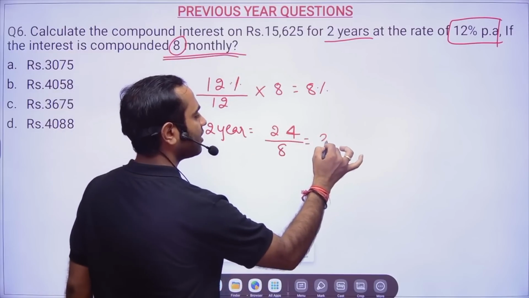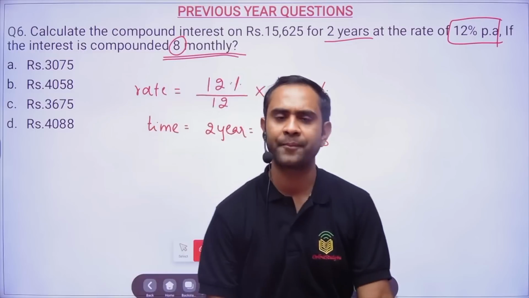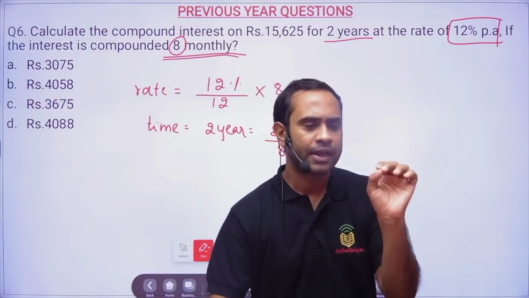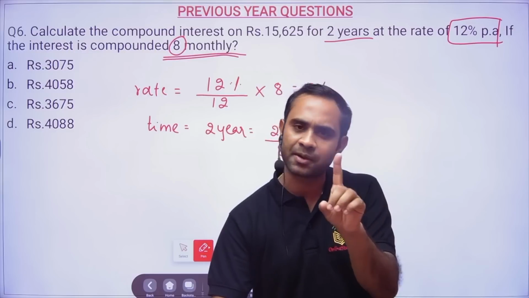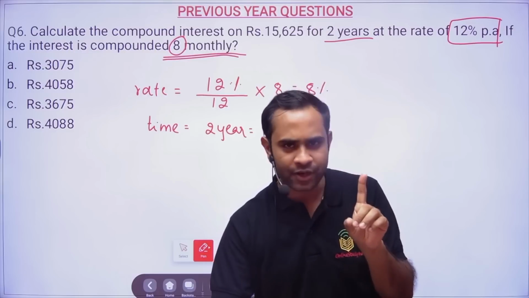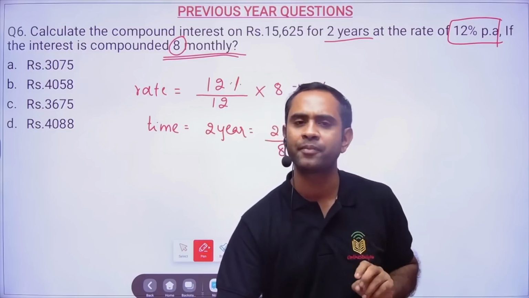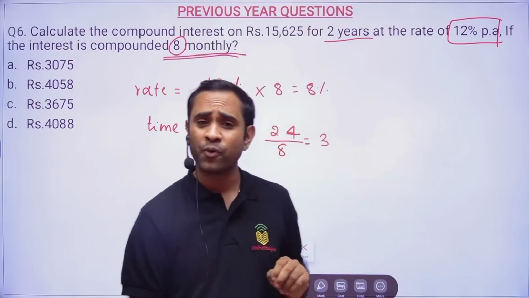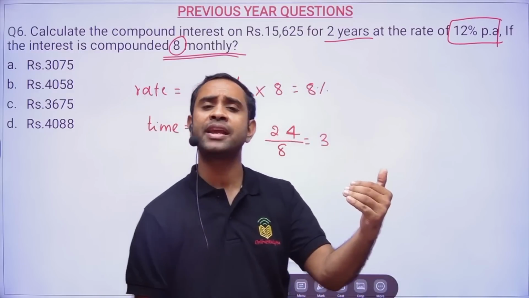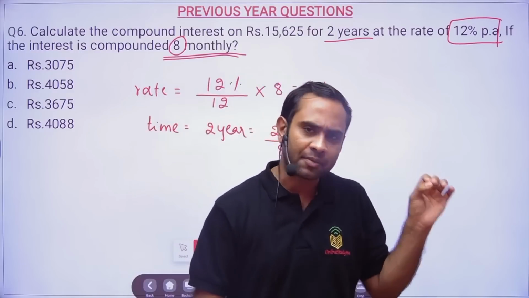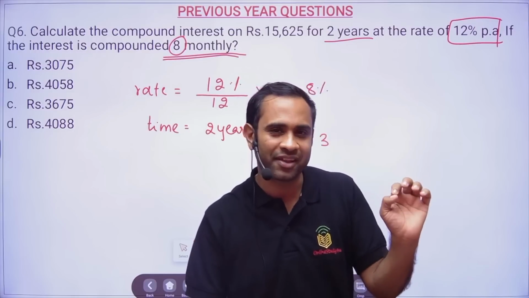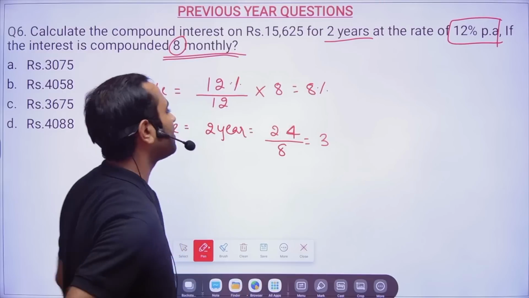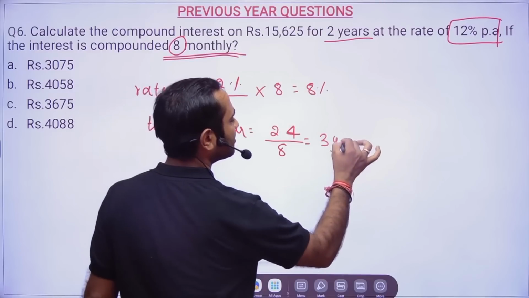See friends, earlier what was happening? It was compounding yearly, right? Compounding yearly means that person will come once at the end of the year. So in 2 years, he will come 2 times. But now it is compounding 8 monthly. That means every 8 months that person will come and say, hey, give me the interest. Now it is 8 months, so how many times will he come? 3. So time is 3 years.